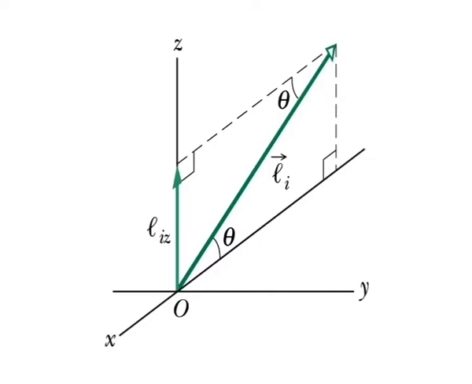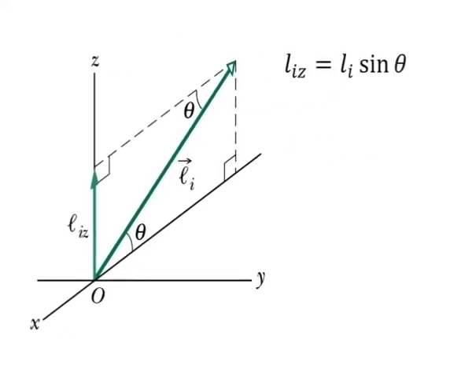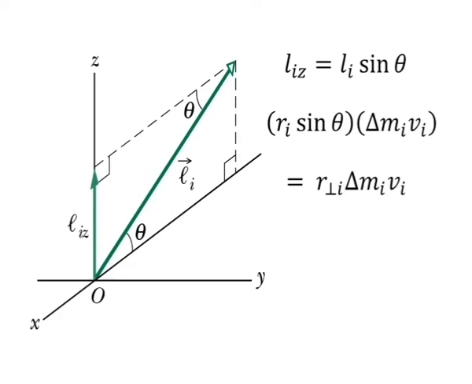But here we are interested in the component of L_i that is parallel to the rotation axis, which is the z axis. The z component is L_iz equal to L_i sin theta, which is again equal to R_i sin theta times delta m_i times V_i, and is equal to r_perpendicular,i times delta m_i V_i. The z component of the angular momentum for the rotating rigid body as a whole is found by adding up the contributions of all the mass elements that make up the body.